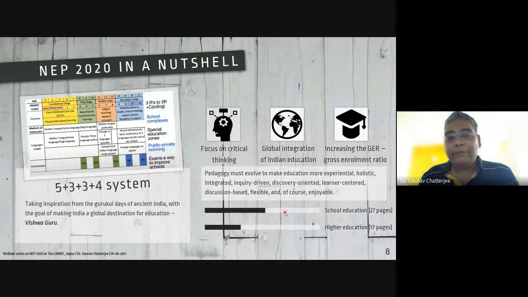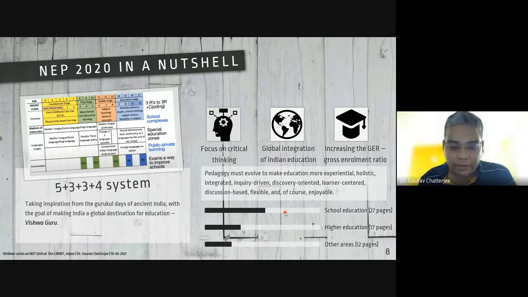The next 17 pages of the document talk about policies specifically adhering to higher education. So that is going to be our primary focus. And finally, the last 12 pages are for other areas like adult education and other things. Okay.